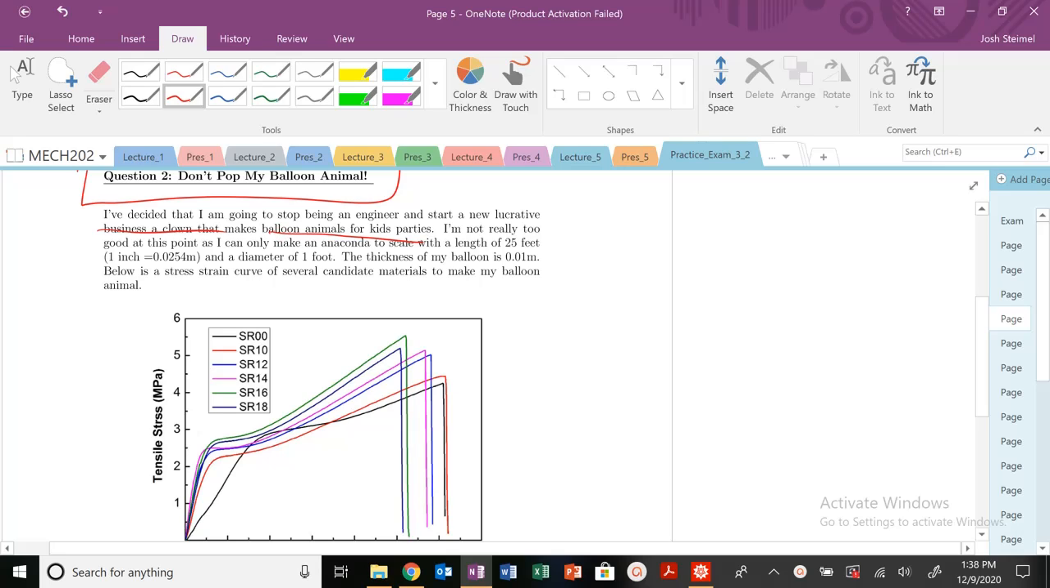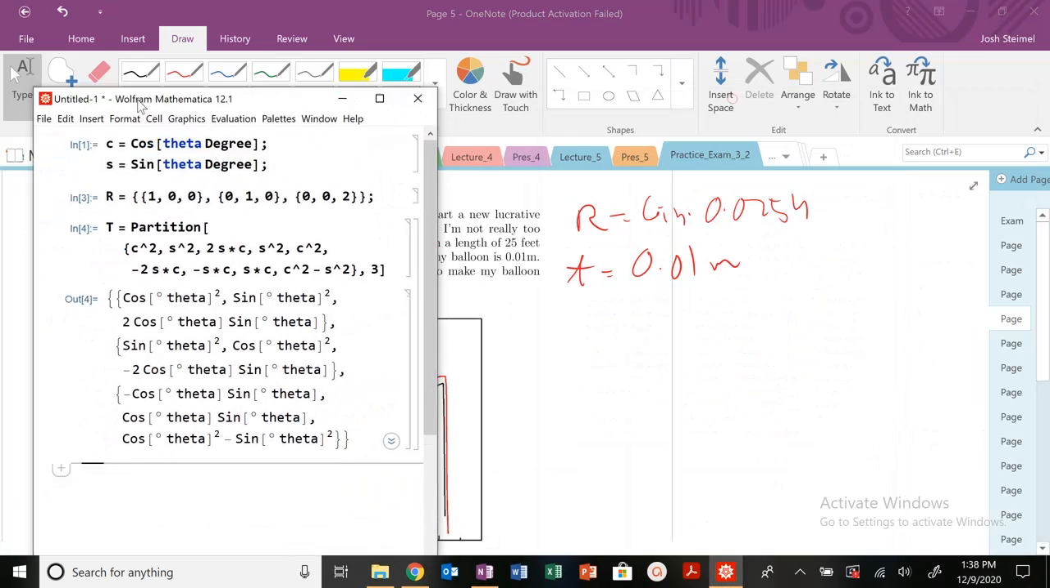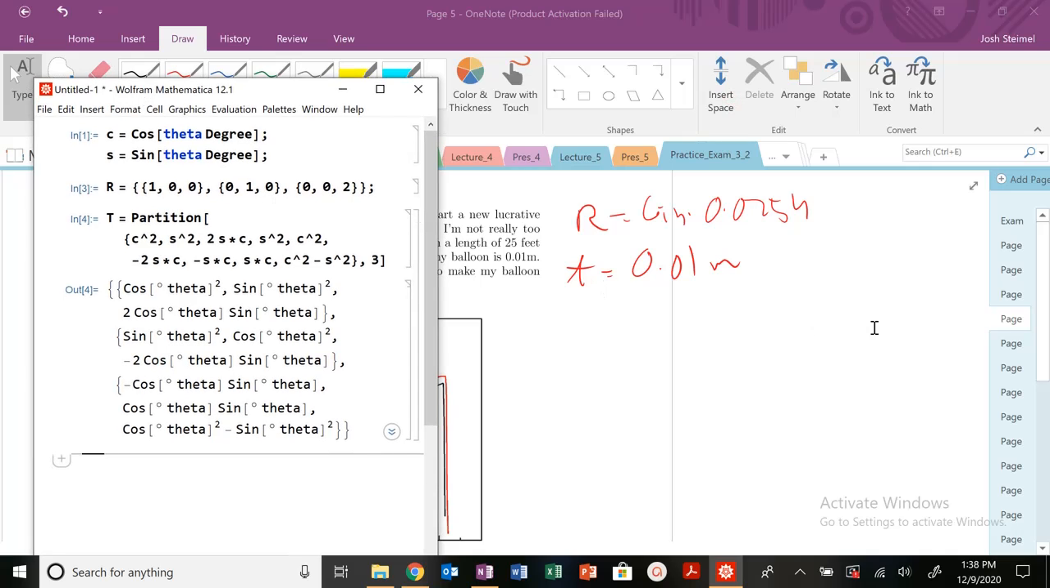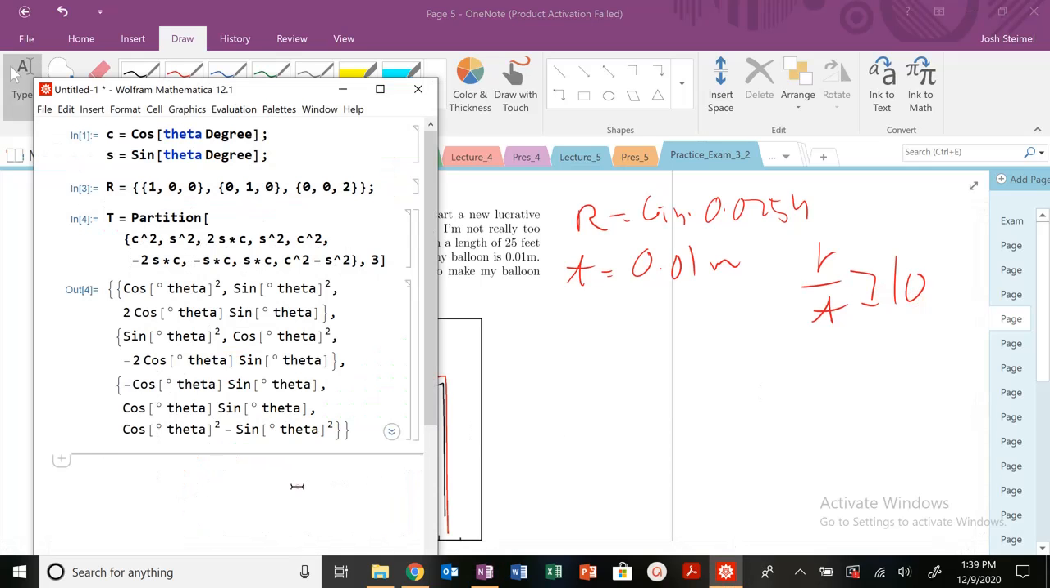So I'm not really too good at this point. I can only make an anaconda to scale with a length of 25 feet. My diameter is equal to 1 foot, so my radius is equal to 6 inches times 0.0254 to convert to meters. My thickness is equal to 0.01 meters. So right when I hear diameter and thickness, or radius and thickness, I'm going to make sure that we see, or hopefully we're in, a thin-walled pressure vessel problem, R/T greater than or equal to 10. So let's go ahead and solve for this problem.